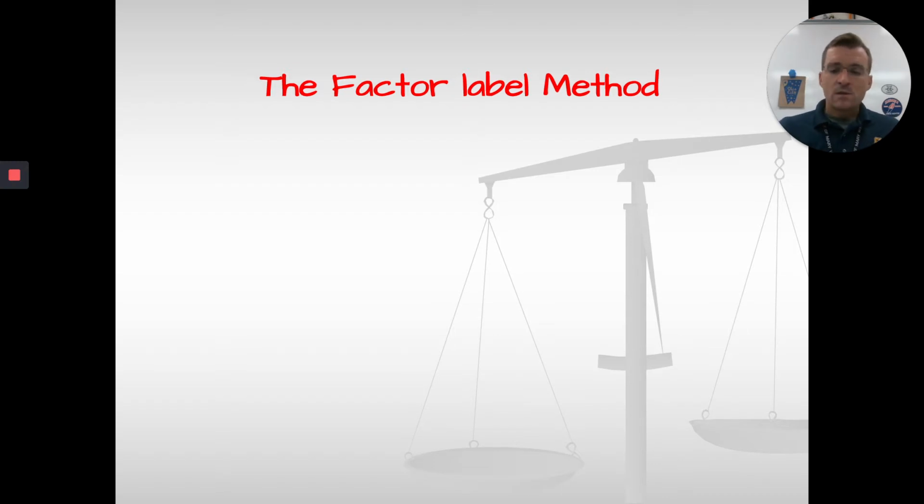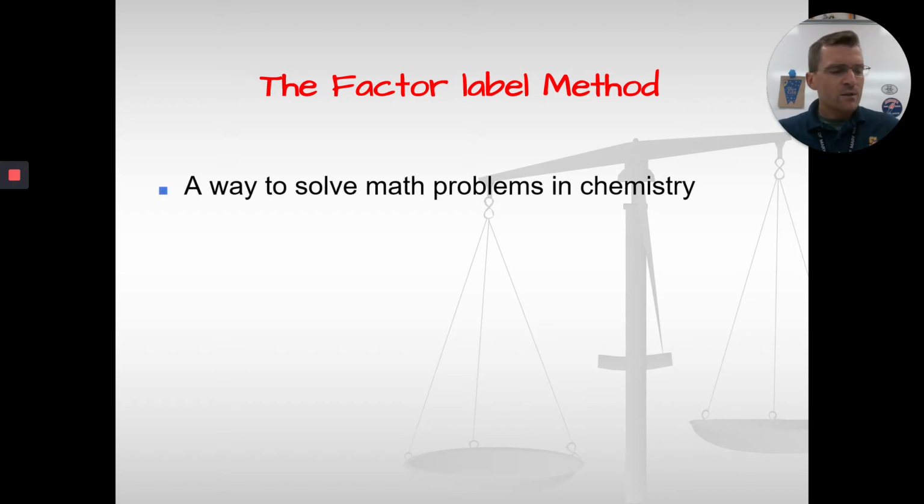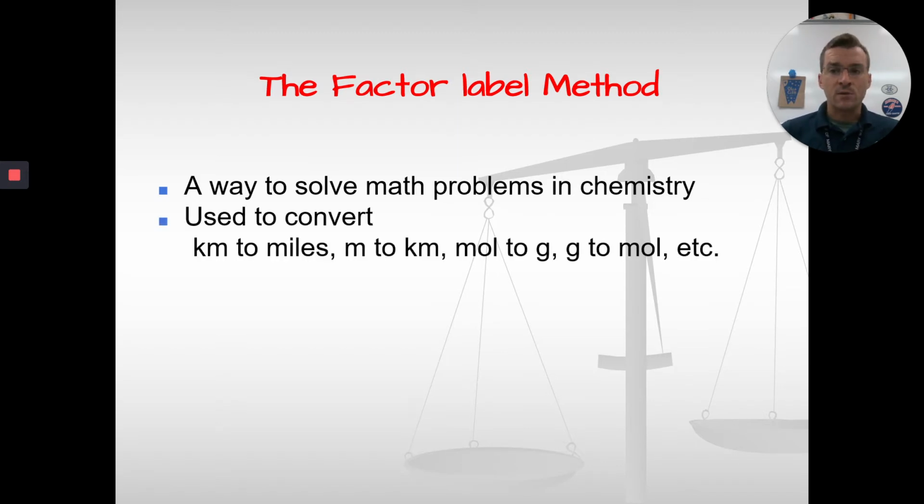Alright, so the factor label method, and you don't need to write any of this down yet on page 29, is a way for us to solve math problems in chemistry, where ultimately what we are doing is converting between different units. So in other words, we're taking a measurement in one unit, and we use the factor label method to change it to an equal measurement, so we're talking the same quantity, just with a different unit. And you have some examples on the screen there.